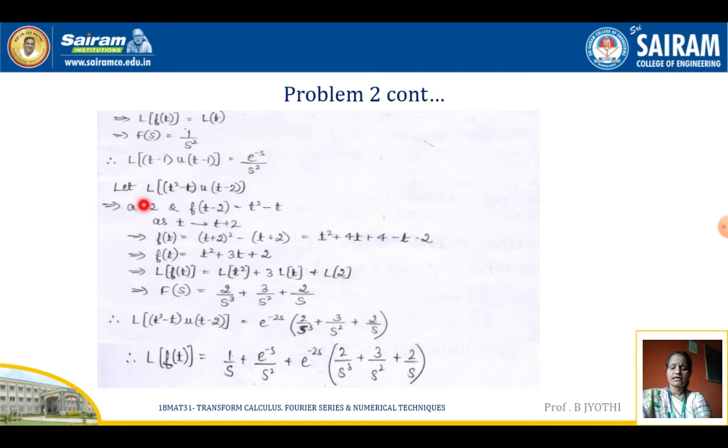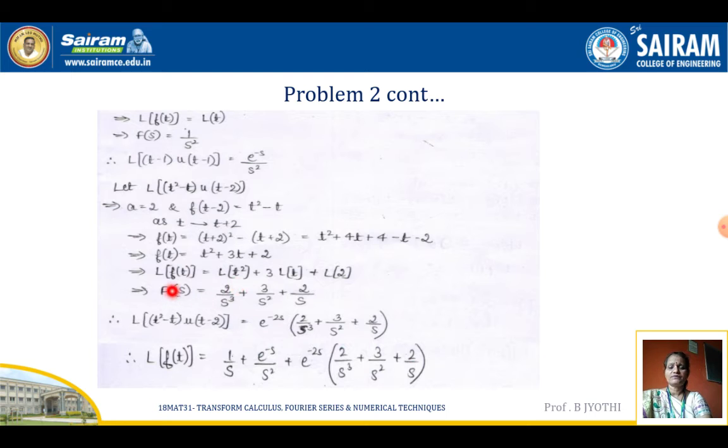Next let us do the second term, that is L of t square minus t into u of t minus 2. Here a is equal to 2 and f of t minus 2 will be t square minus t. As t is t plus 2, so f of t will be t replaced with t plus 2, therefore t plus 2 whole square minus t plus 2. That gives us t square plus 4t plus 4 minus t minus 2. On simplification we get t square plus 3t plus 2.